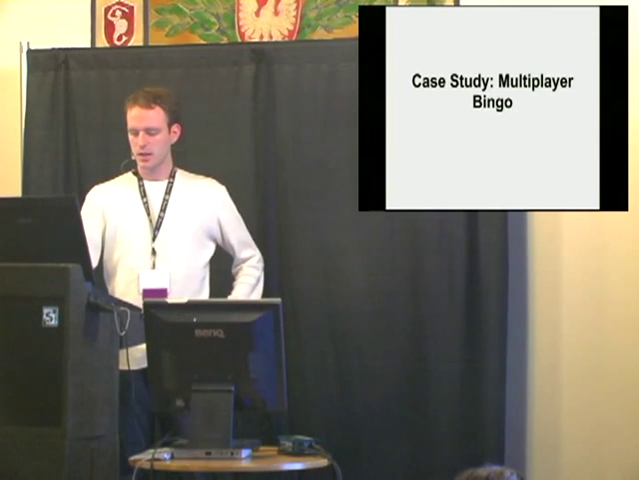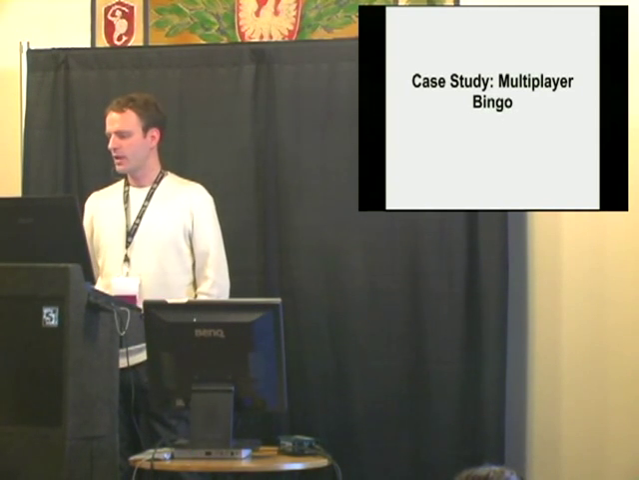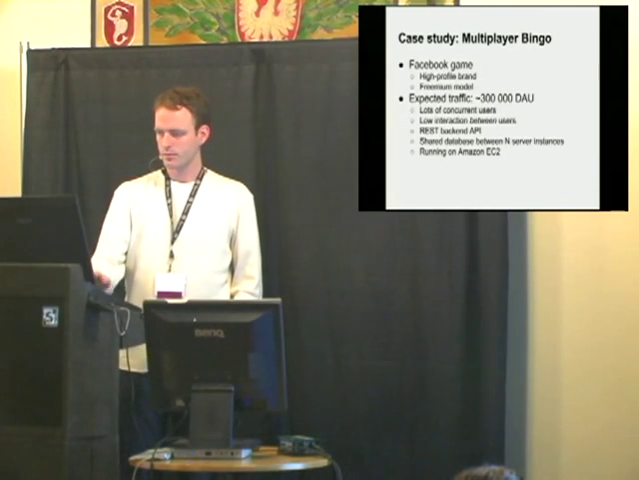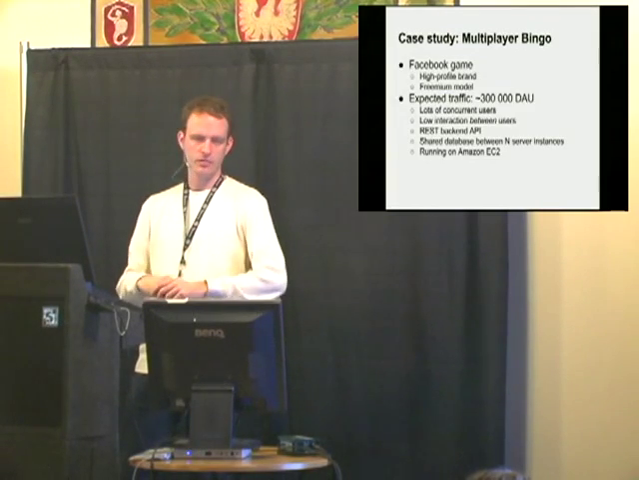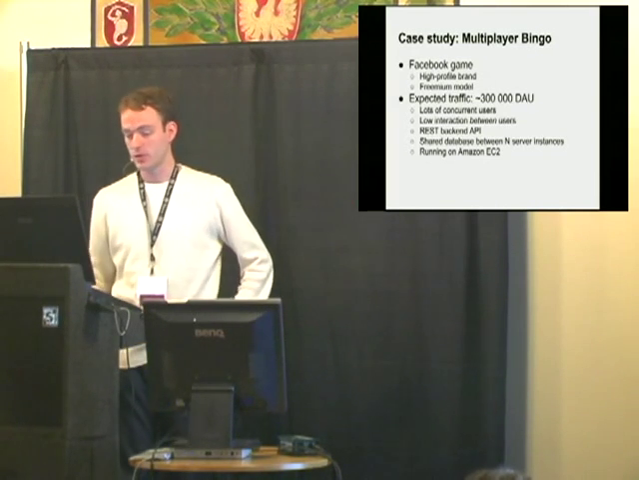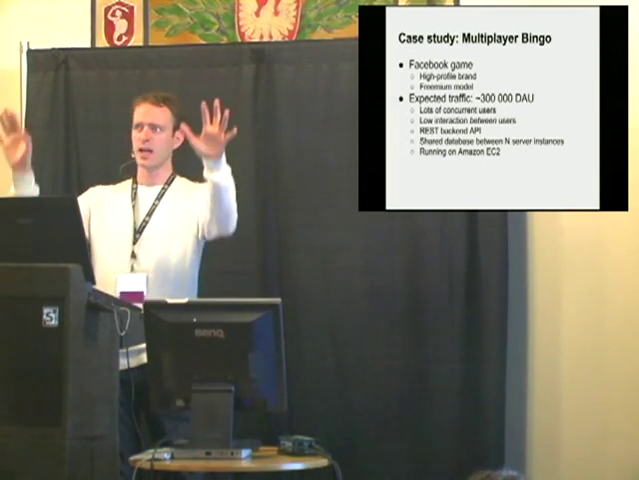So we're using DynamoDB and DynamoDB-Mapper in a multiplayer bingo game, which will be released sometime in the next few months. It's a Facebook game, high-profile brand with a freemium model. We expect 300,000 daily active users, roughly. So we've got tons of concurrent users, but very low interaction between them. We've got a REST backend API, and basically one database shared between as many servers as we want. It's all running on Amazon EC2. It's in the cloud.